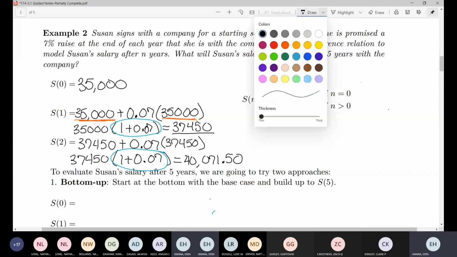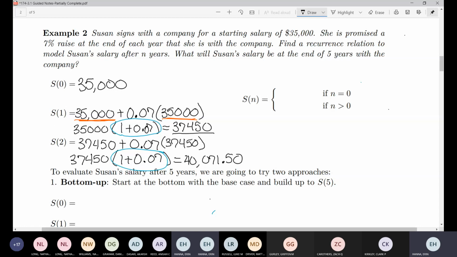So if I thought about a way to write this in general, she starts at $35,000, so that'll be my base case, the thing that has to be set in stone. And then how do I find any of the things after that? Well, I can take the salary before and multiply it by this 1.07. If I just add those together and make 1.07 instead of 1 plus 0.07. I said that really, really fast.